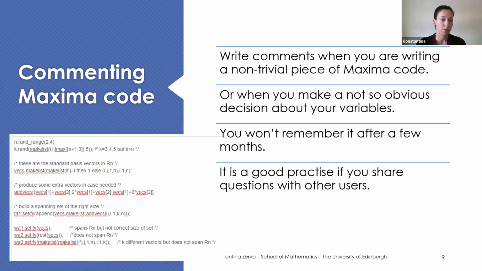So I just have a small example from one of our questions, and you can see we have some comments about the random variable k, which says that k needs to be larger than n, and some comments on what the functions are doing. If you have a very trivial question, maybe you don't really need to have any comments at all, but that's fine.